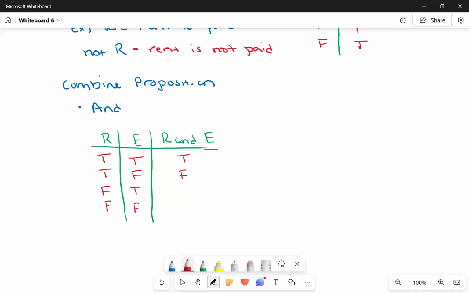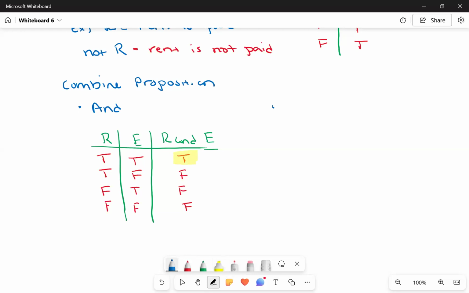And that works the other way as well: this is false if you didn't pay the rent. And it's definitely false if neither of them got paid. So the "and" joins the two propositions together into a strong statement. The only time "and" ends up being true is when both of the original propositions are true.